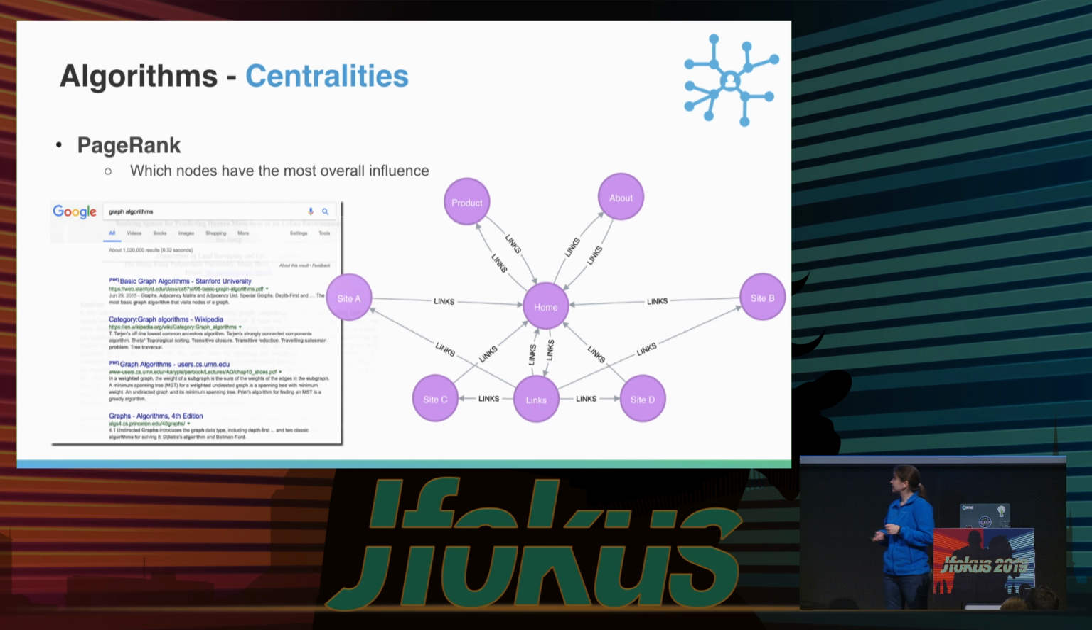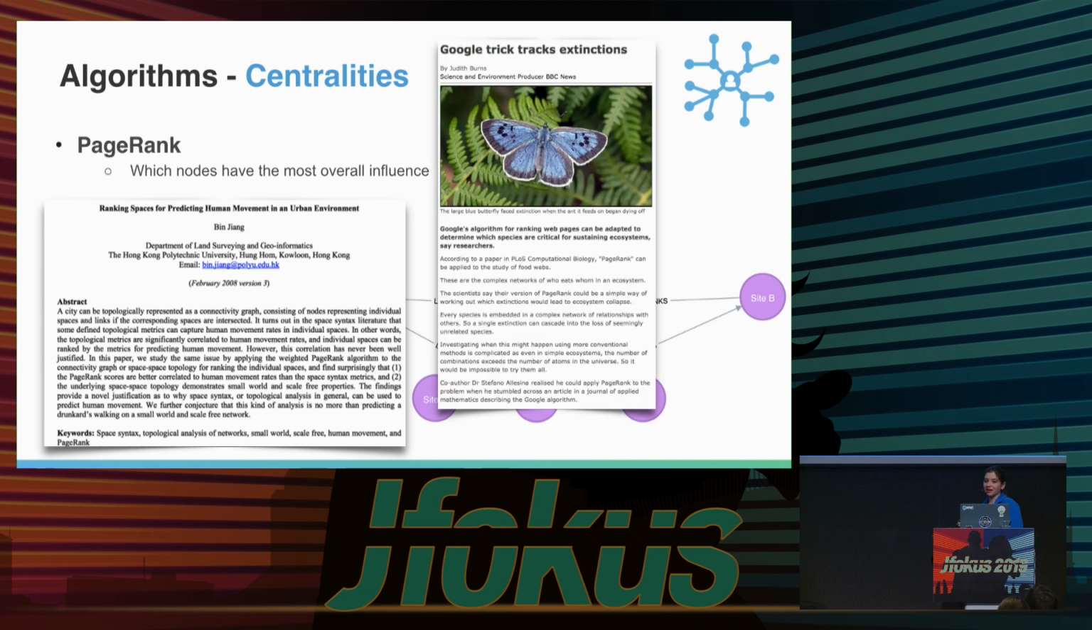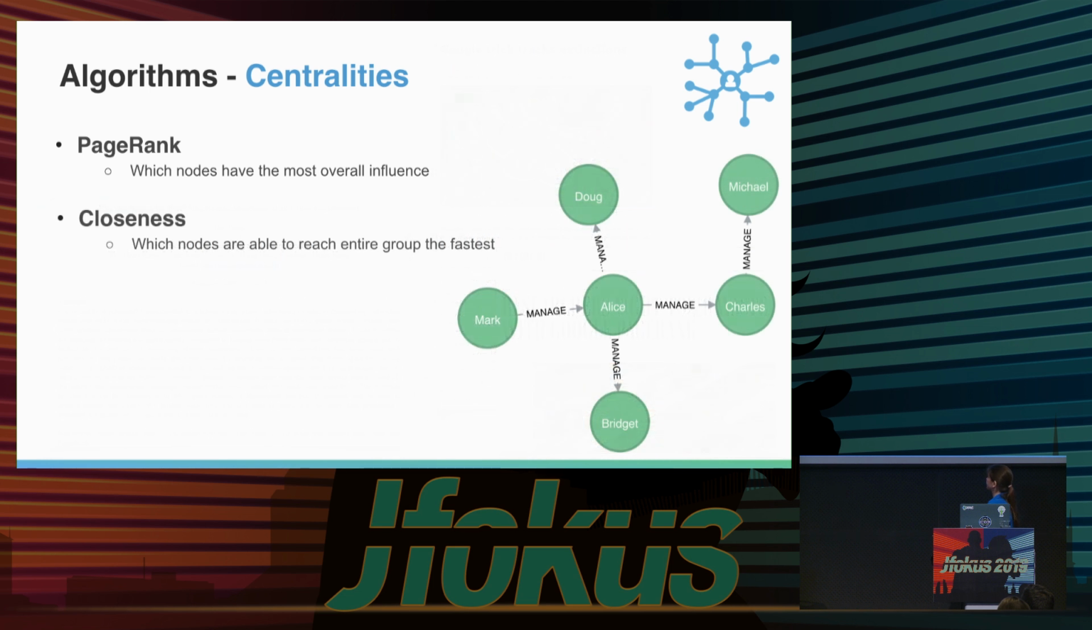Some other use cases that PageRank is used for: urban planning and development, as well as tracking extinctions. So what extinction of what species would cause the most impact for mass extinction of several species. And then finally, it's being used to fight toxic waste.